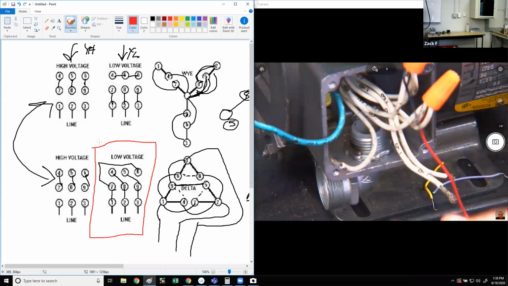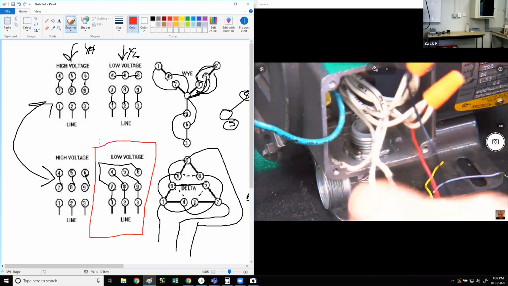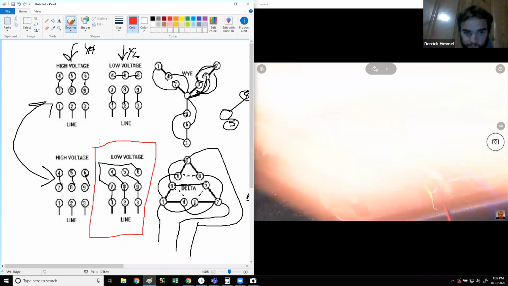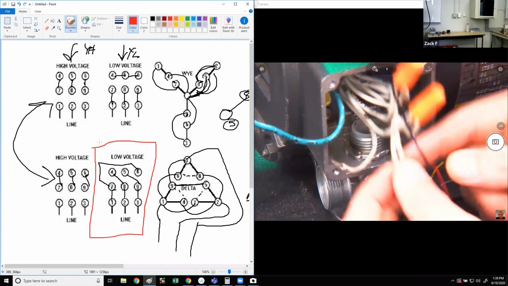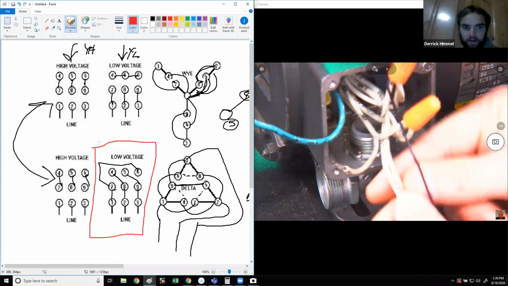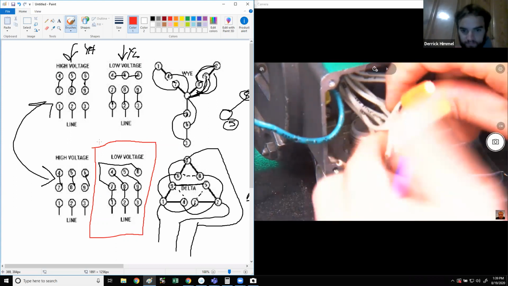And what's left? 3, 9, 5. And that's exactly what I have left. Isn't that awesome? Holy cow. Love it when a plan comes together.